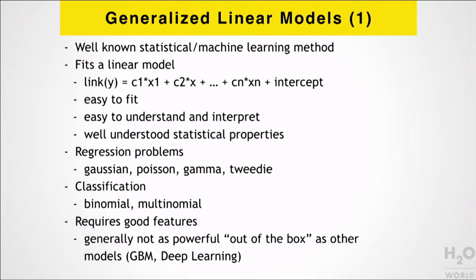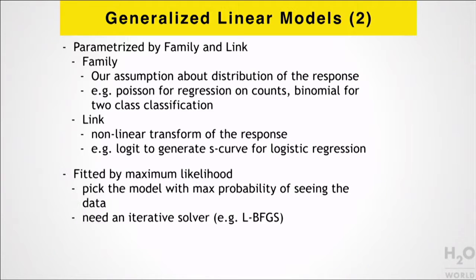Now you can use it for regression problems with Gaussian, Poisson, Gamma, and so on. You can use it for classification, both binomial and multinomial. Binomial is also called logistic regression, which is well known. Now, compared to some more complicated models like GBM and deep learning, GLM is a simpler model. It's only a linear model, so you really need to provide good features. It might not work as well on a data set which is raw and where the features are not as descriptive. So it is parameterized by family and link.